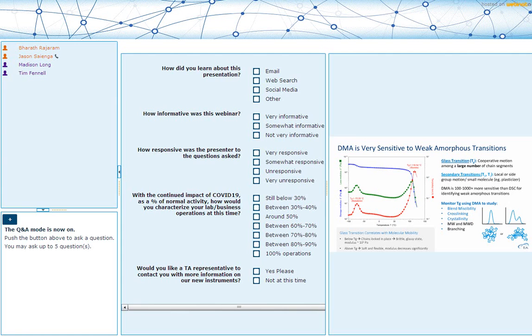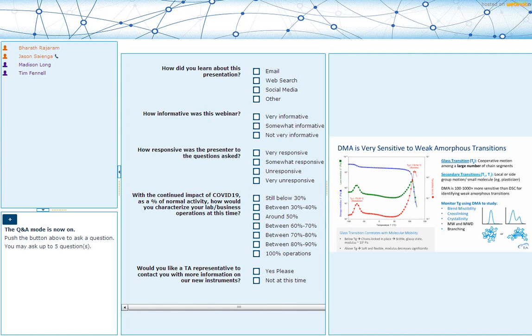Sure, that's a very good question. It's one that comes up commonly. So there are three signatures that are associated with the glass transition. On this plot, if you focus on the right-hand side, that's where the glass transition is taking place. And that shows up as a significant drop in the storage modulus, a peak in the loss modulus, and then a peak in the tan delta.